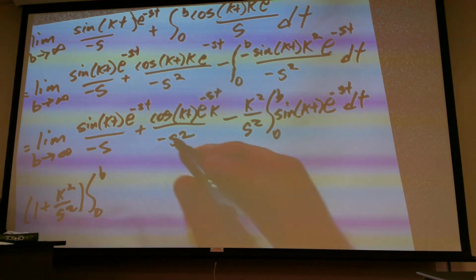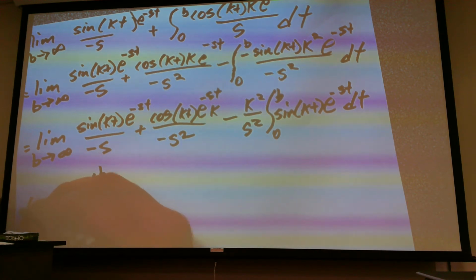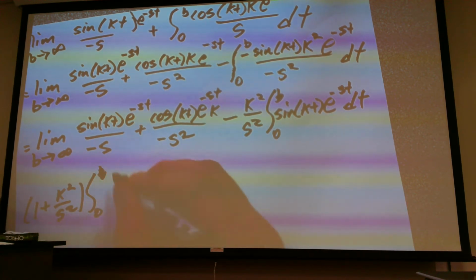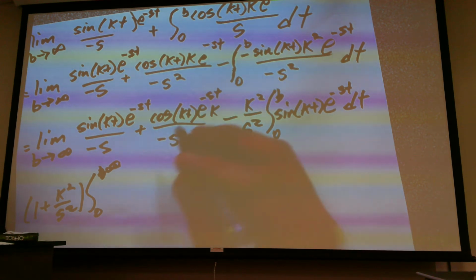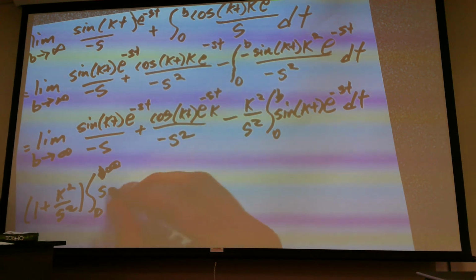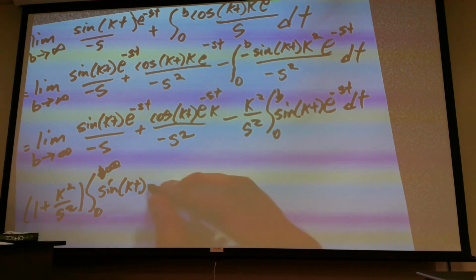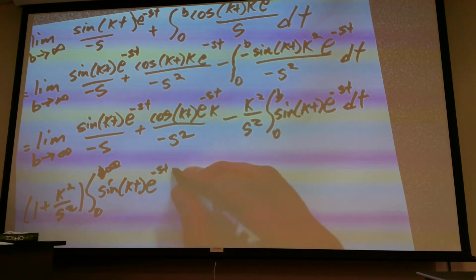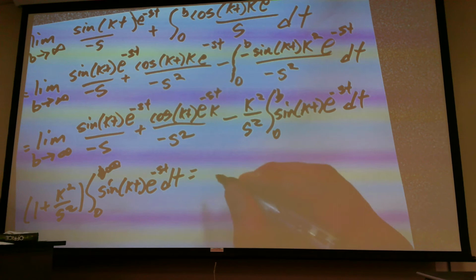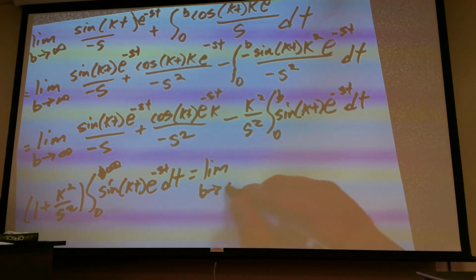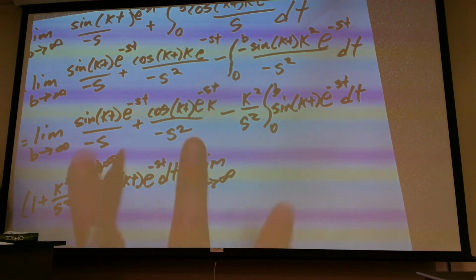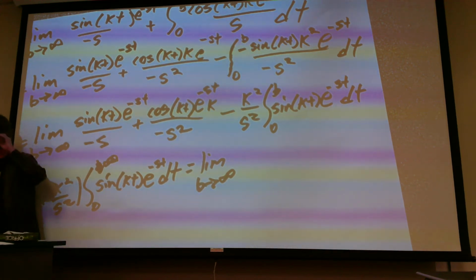b. I guess I need to keep a limit on this thing. No, let's change it to infinity. Okay? All right, so that's sine of kt e to the minus st, and this is an integral with respect to t. Now this is going to equal the limit as b tends towards infinity of all of these guys right here evaluated at 0 and at b.